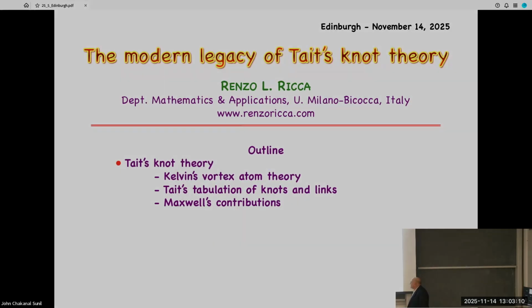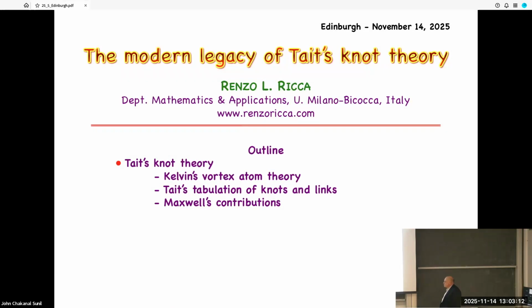ideas. And the outline is the following. I have an introduction on Tait's own work and a little bit of history. Of course, we know Kelvin's vortex atom theory as a kind of startup of his work.